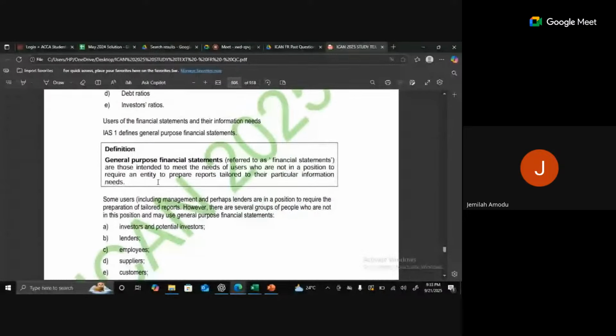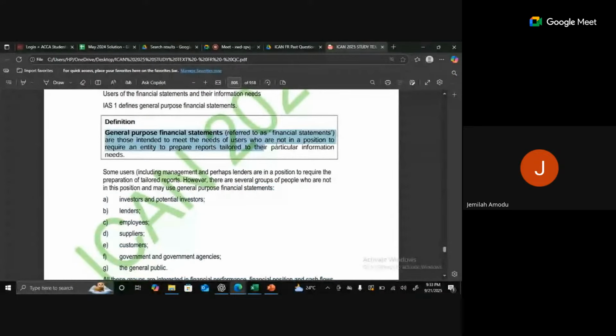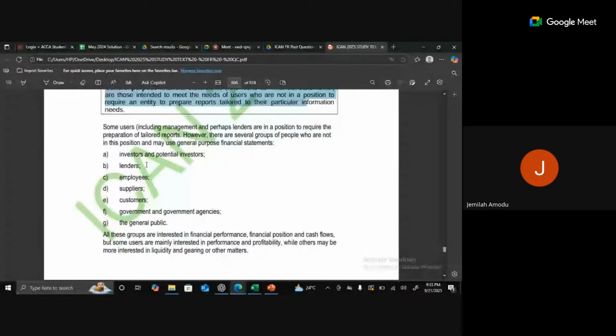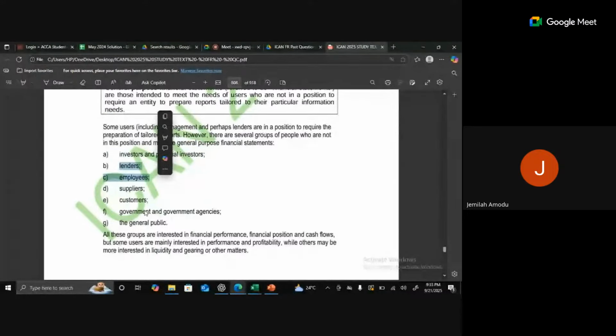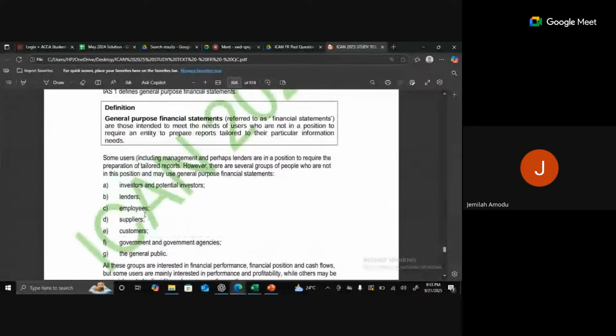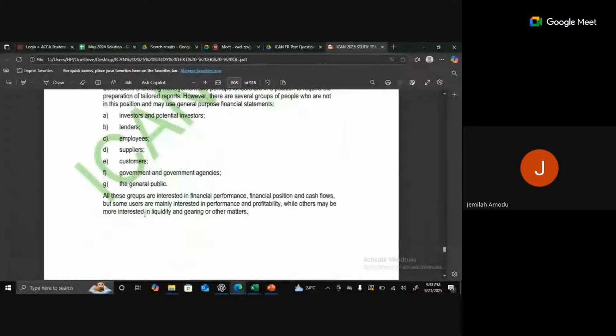So all this one is just grammar. By now we all know what general financial statement is, and this is them still breaking down different users of financial statements, right? We already know who those people are. They are the people that make use of the financial statements, right? So investors, they do make use of it. The lender, employee, and every other stakeholders make use of the financial statements, right?